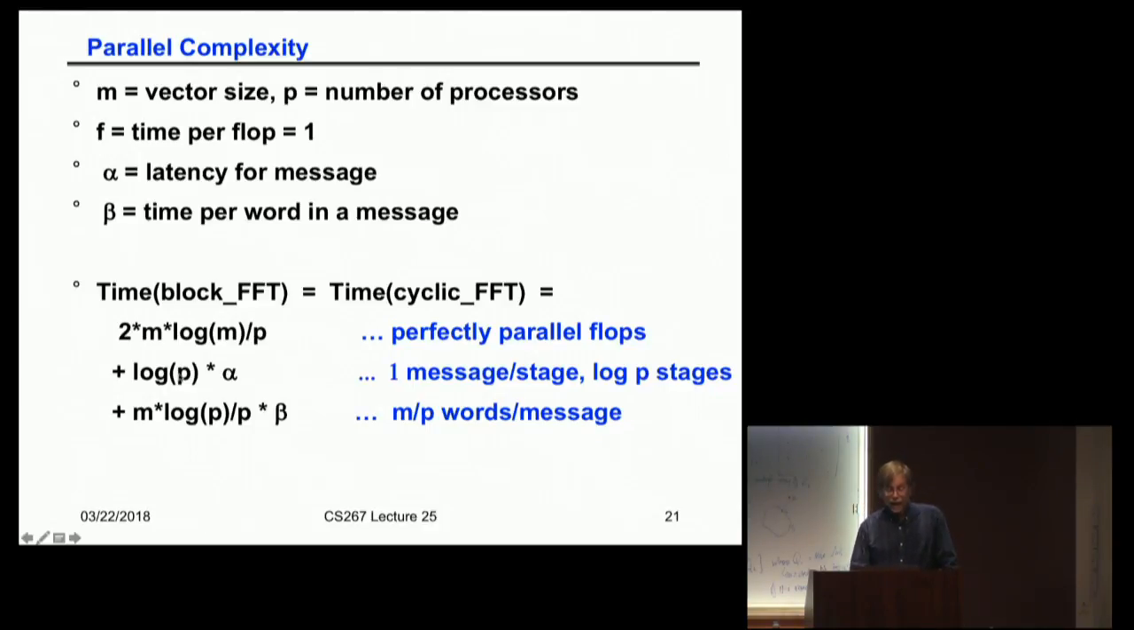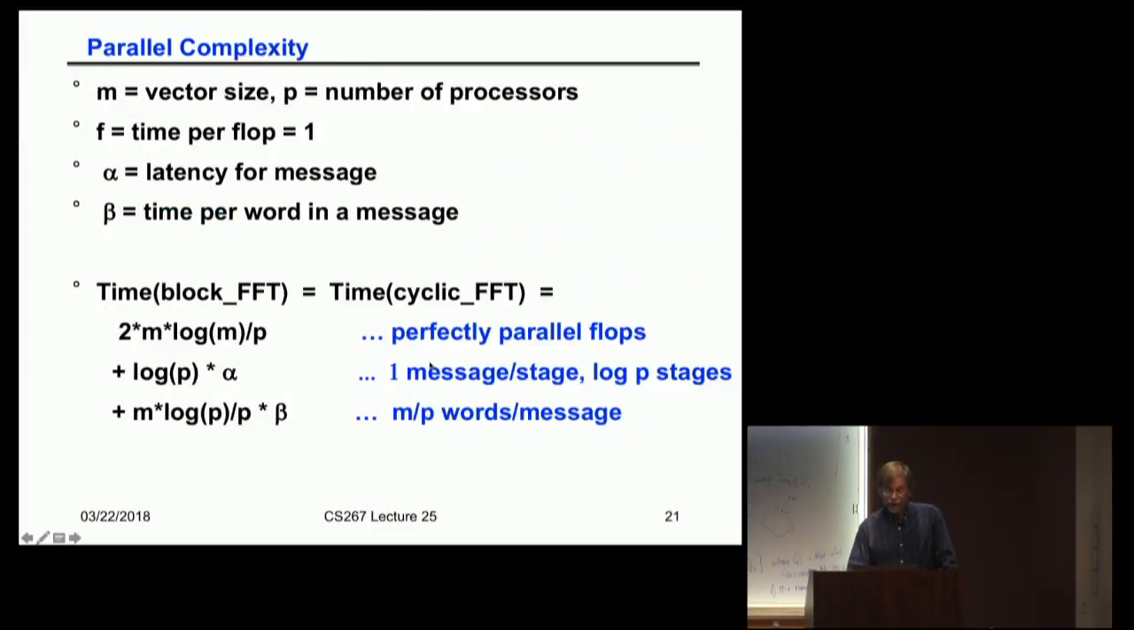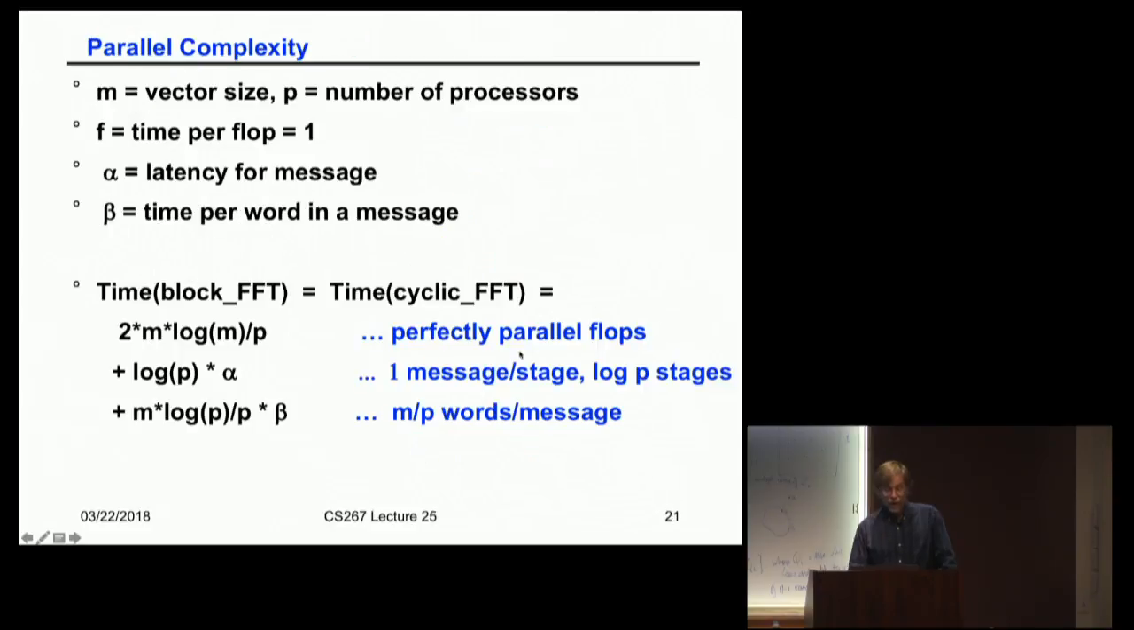How many messages do I need to send? Well, there are log p stages where there's communication, so there's going to be log p messages. And then how much data needs to be sent? Well, every processor has to basically send everything it owns to somebody else. Every processor owns m over p words, and so it's m over p times log p that needs to be sent. And so that's the cost.